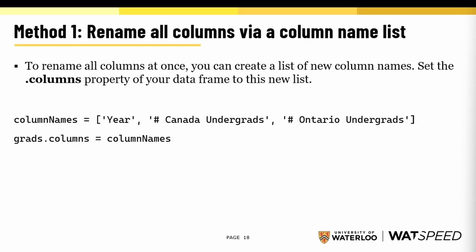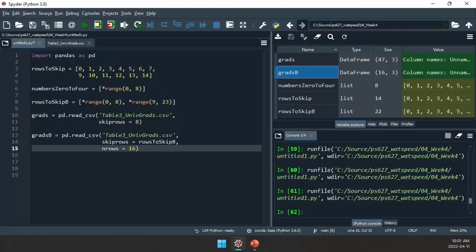So our first method, if we want to rename all of our columns at once, and this is useful when we have a small data frame, we can create a list of new column names and then set the columns property of your data frame equal to this new list. So let's say we want our column names to be year, number Canada undergrads, and number Ontario undergrads. We create a new variable called column names, set it equal to square brackets, and then year, comma, number Canadian undergrads, comma, number of Ontario undergrads. And then we say grads.columns equals our new column names. Let's come back into Python and give this a try.